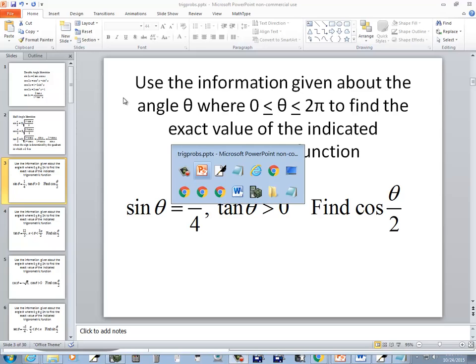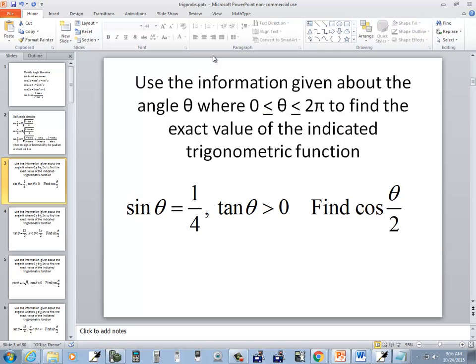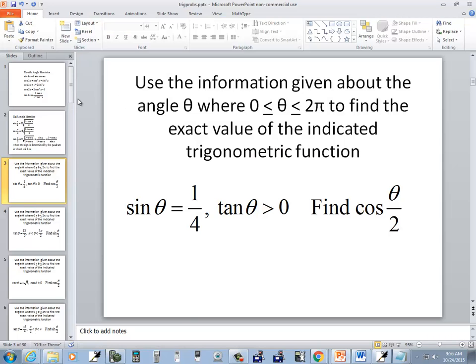Let's take a look at this problem. We got sine theta is equal to 1/4, and tangent theta is greater than 0, and we want to find cosine of theta over 2. First off, let's look at our formula for cosine theta over 2.